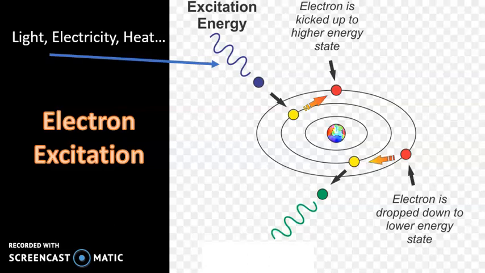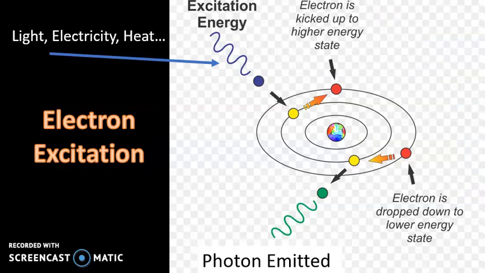Now this is temporary, he can't stay there. So eventually the electron starts to lose that energy and falls back from the excited state back down to the ground state, and in the process emits a photon or light.